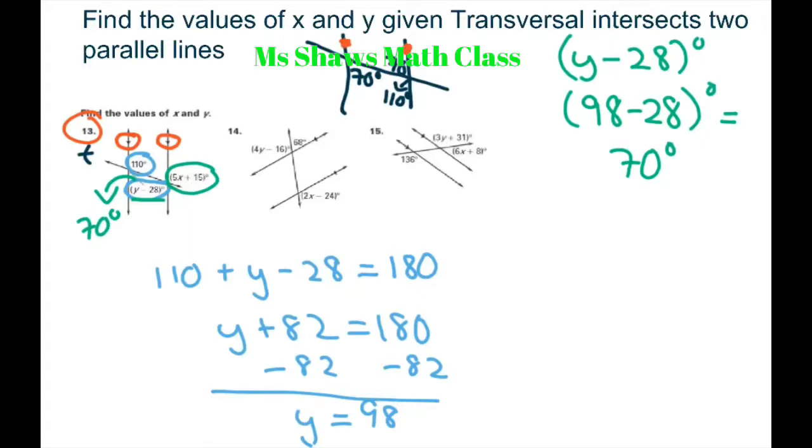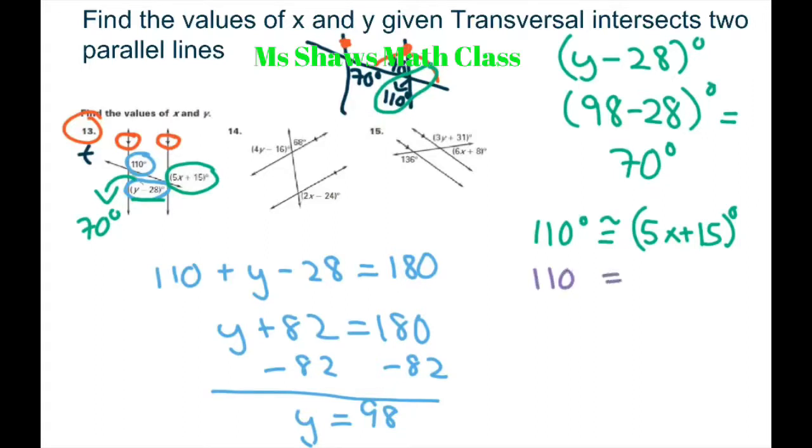So I can either do supplementary angle theorem, or I can do alternate interior angles. So if you do alternate interior angles, these two, we have 110 degrees is congruent to 5x plus 15 degrees. So that's how you could solve for x. Or you could do the supplementary angle theorem, but either way is fine.